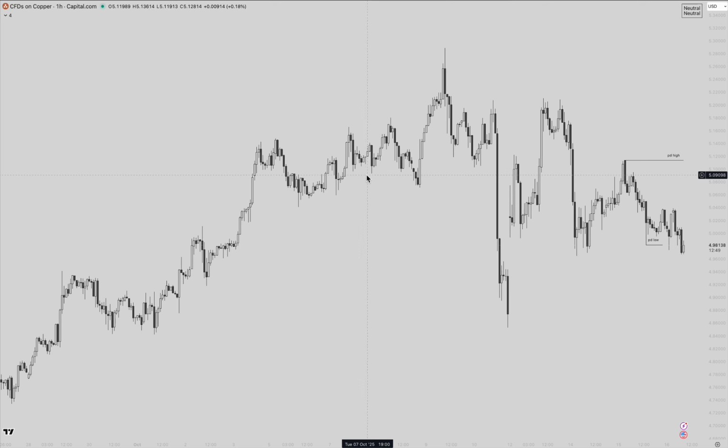Next is going to be copper. Copper moves beyond the currency list into real assets that reflect the global growth cycle. Copper is often called Dr. Copper because it's so closely tied to industrial demand and economic expansion. When manufacturing PMIs rise, copper usually follows. And when global demand slows, it's one of the first assets to feel it.